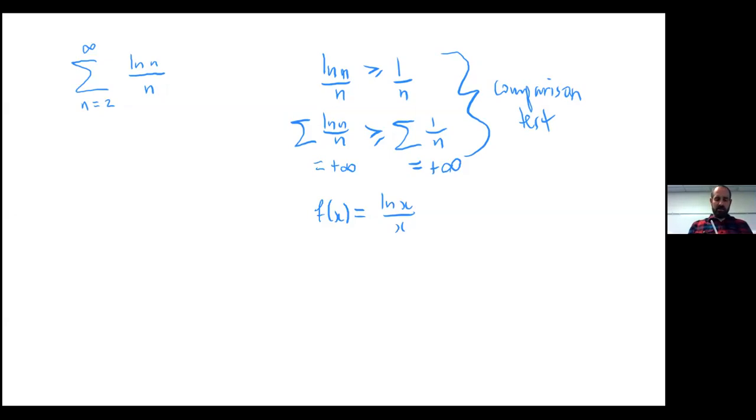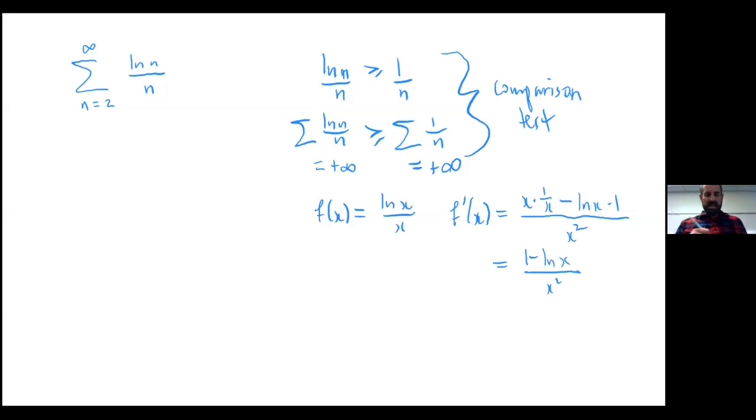Take the derivative, right? So f prime of x. Maybe we're a little rusty with some of this, but let's knock the rust off here. It's going to be low, which is x, times the derivative of the high, which is 1 over x, minus high, which is logarithm of x, times the derivative of the low, which is 1, all over the denominator squared. Okay, so that means the derivative is 1 minus logarithm of x over x squared.